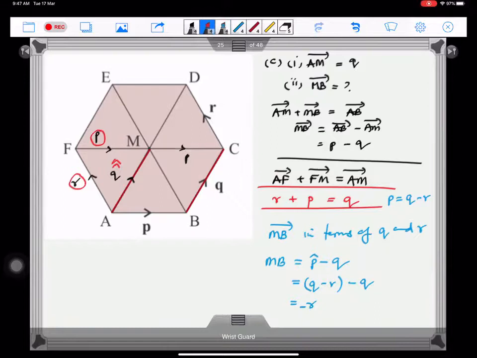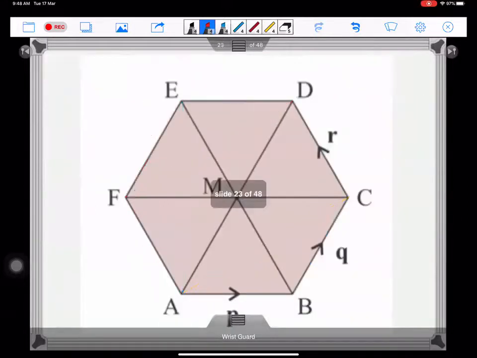Because if this is R, therefore BM is R, so MB is minus R. So you can also do it like this. Okay, that's this question. Have a look at it more comfortably.